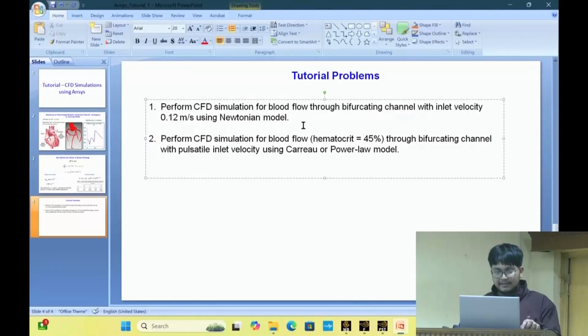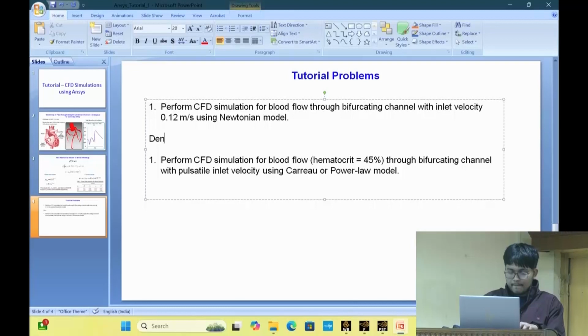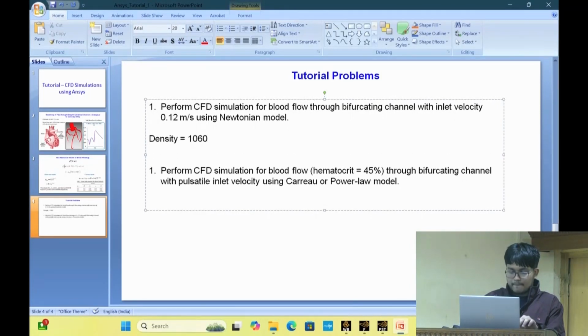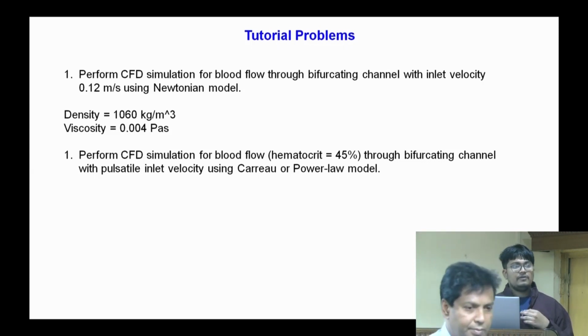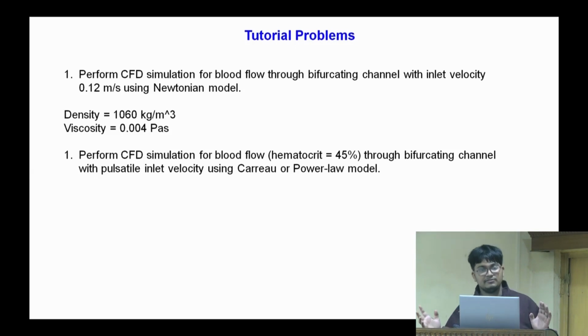Yes, so I am writing the density and viscosity. So the density and viscosity is also given. It is not mandatory to use the inlet velocity as 0.12 meter per second. You can play with that. You can increase it up to 0.2425. So just do it.